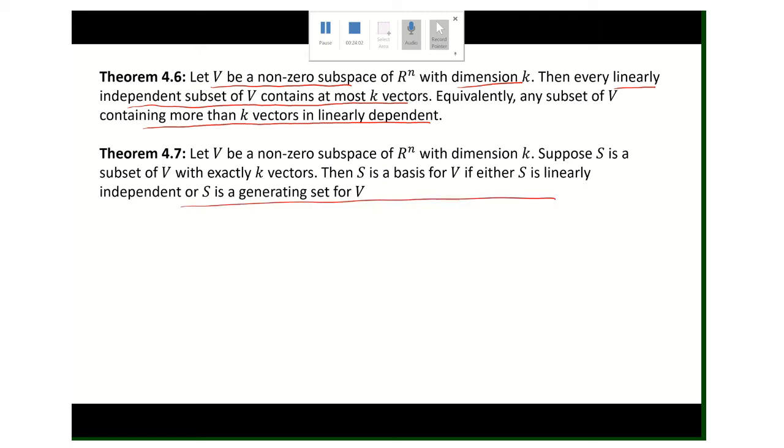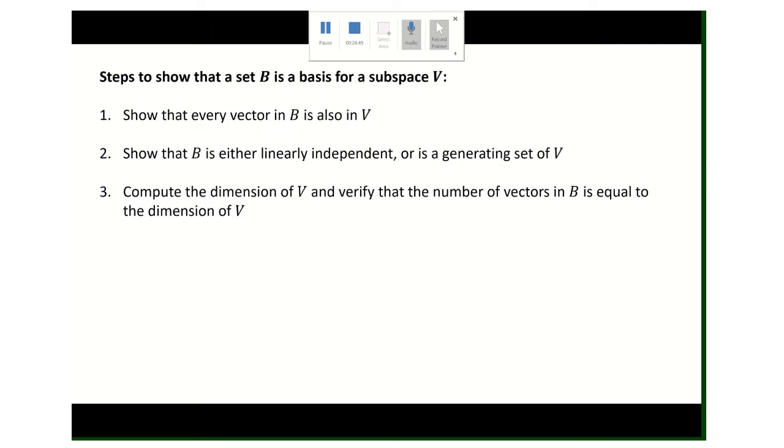The second theorem is very closely related to it, which says, again, if you have dimension k and you have a subset with exactly k vectors, so you've pulled k vectors out, then if those vectors are linearly independent, they are a basis. Or if those vectors are a generating set, it is also a basis. So if you have a collection of vectors that is exactly equal to the dimension, if you know the dimension, all you have to do to see if it's a basis is check that either they're linearly independent or they're a generating set. So to show that a set is a basis for a subspace, here are the steps. Show that every vector is in your subspace. Show that your set is either linearly independent or is a generating set. Then show that the number of vectors is equal to the dimension of your subspace.